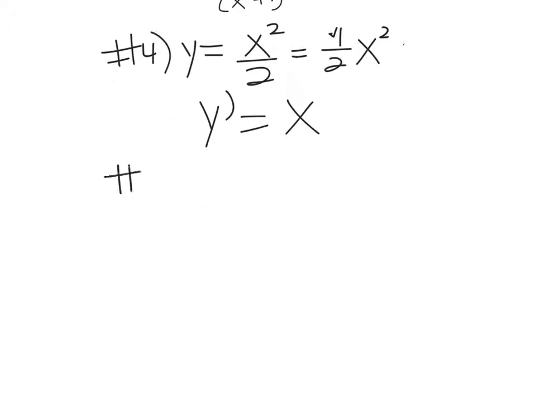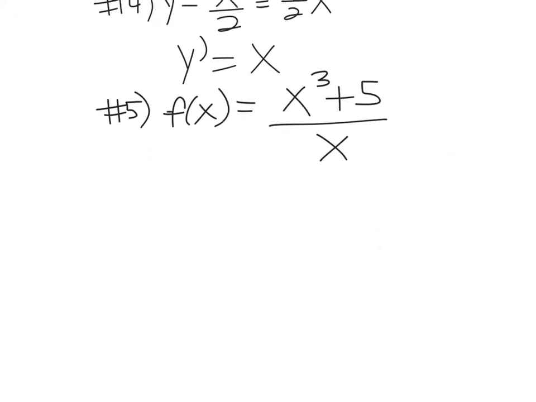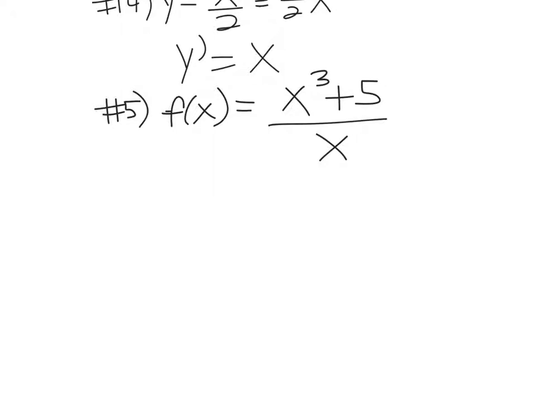Something like this, number 5. Let's say you have f of x equals x cubed plus 5 over x. Now, you can use quotient rule for this one if you want to. You can. But you can also try to simplify your function first before doing anything. If you wanted to, you could simplify your function by doing this. What is x cubed over x? It's x squared. And what's 5 over x? It's 5 over x.